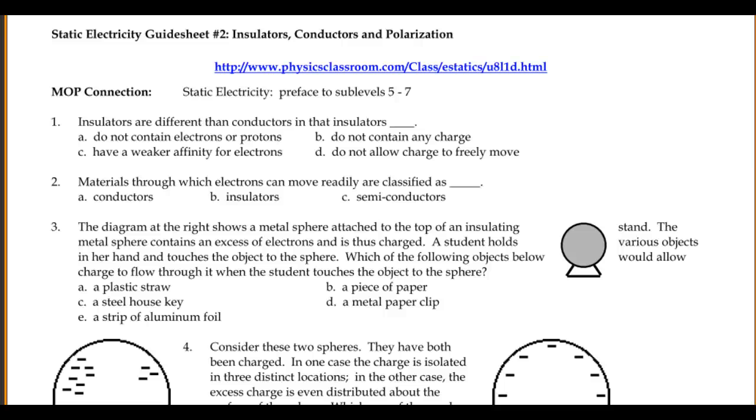Okay, welcome to guide sheet number 2 for static electricity. We'll be dealing with different materials, insulators, conductors, and then we'll look at how certain items can be polarized.